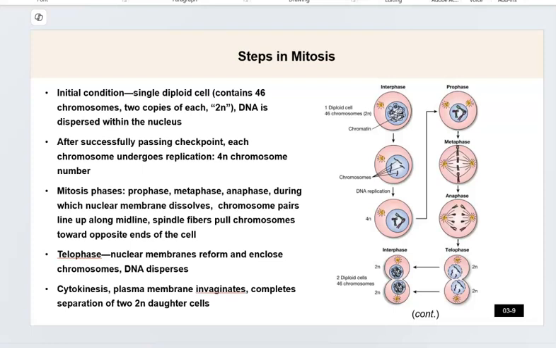The chromosome pairs line up along the midline. Those spindle fibers will pull the chromosomes towards the opposite ends of the cell. And then we go into telophase. The nuclear membranes will then reform and enclose the chromosomes, and the DNA disperses. Cytokinesis, the plasma membrane invaginates and completes the separation of the two now daughter cells, with each having their 46 chromosomes.